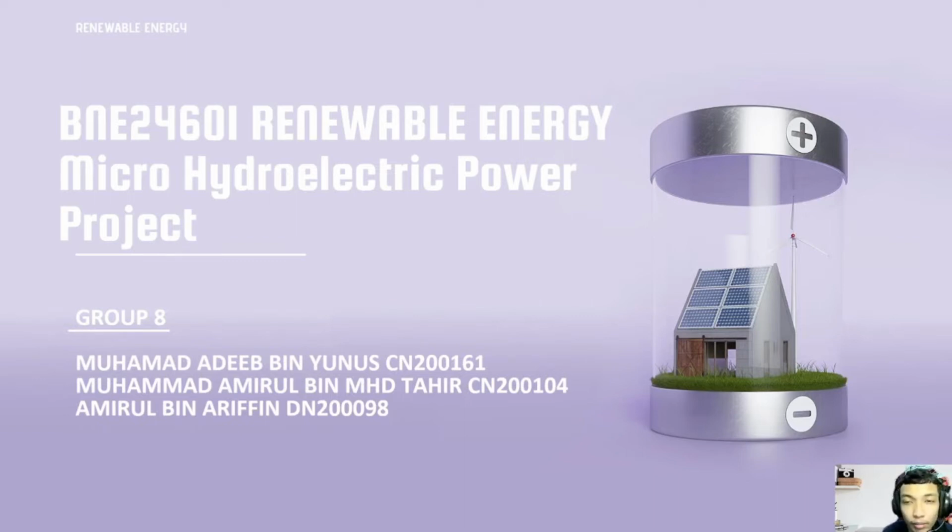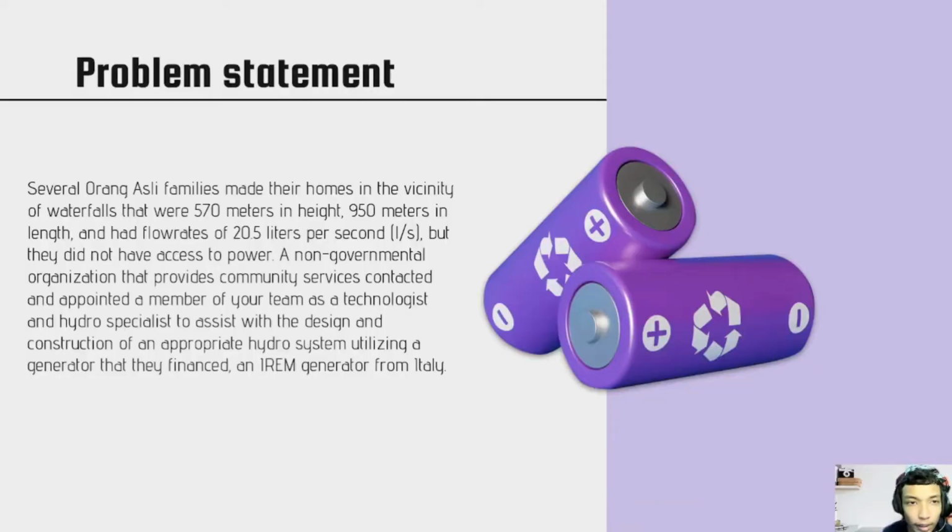Okay, today I would like to share about our project problem statement. First of all, several Orang Asli families made their homes in the vicinity of waterfalls that were 570 meters in height, 950 meters in length, and had flow rates of 20.5 liters per second. But an organization that provides community services contacted and appointed a member of your team as a technologist and hydro specialist to assist with the design and construction of an appropriate hydro system utilizing a generator that they finance and one RAM generator from Italy.